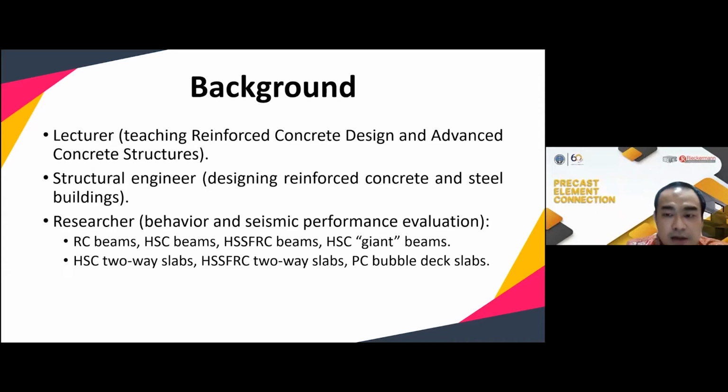Aside from beams, I also have experience testing high strength concrete two-way slabs. In this case, we investigated the shear capacity, the punching shear, and also high strength steel fiber reinforced concrete two-way slabs. We also put steel fiber to increase the punching shear strength of the steel fiber reinforced concrete slabs. And for prestressed concrete, I have experience in testing the prestressed concrete bubble deck slab.